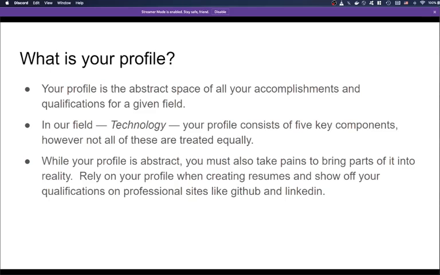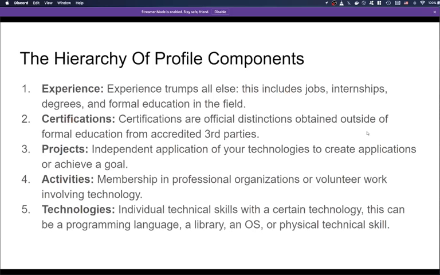While your profile is abstract, of course, you also have to take pains to bring your profile into reality, which is what I was hitting on before. You have to take pains to actually bring the abstract space of all of your accomplishments into reality through resumes, CVs, and online profiles. So let's take a look at the hierarchy of profile components that we're going to be discussing.